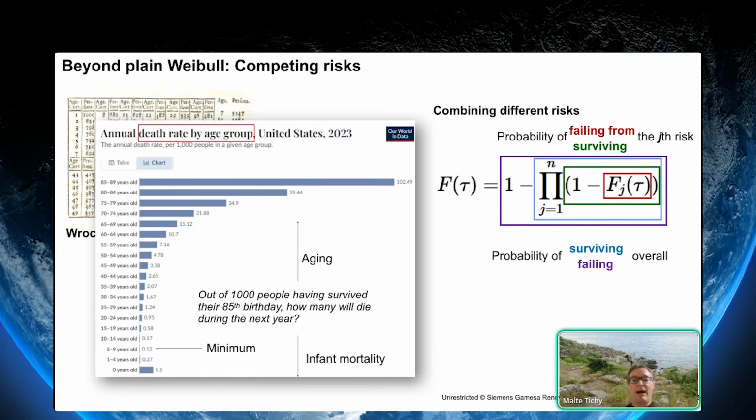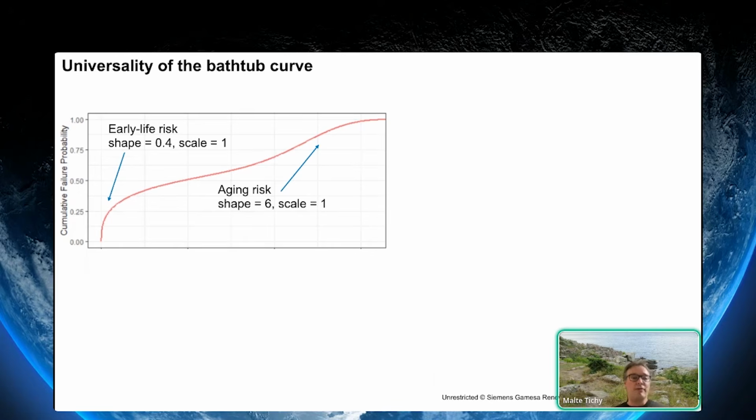But yeah, so we can combine different of these processes with different shape parameters together. And this is how it then looks like. Here I have, again, an artificial data set where I have an early life risk with a shape of 0.4 together with an aging risk with a shape of 6. And then we get a cumulative failure probability that has this bumpy shape and a few structures.